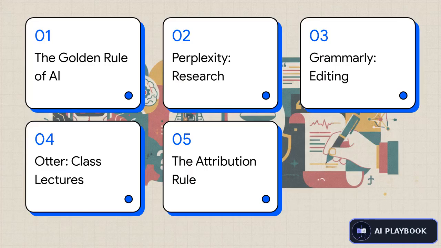Okay, let's dive into our roadmap for today. We're going to cover: 1. The golden rule of AI. 2. Perplexity for smarter, cited research. 3. Grammarly for editing, not ghostwriting. 4. Otter for reviewing class lectures. And finally, 5. The final attribution rule.